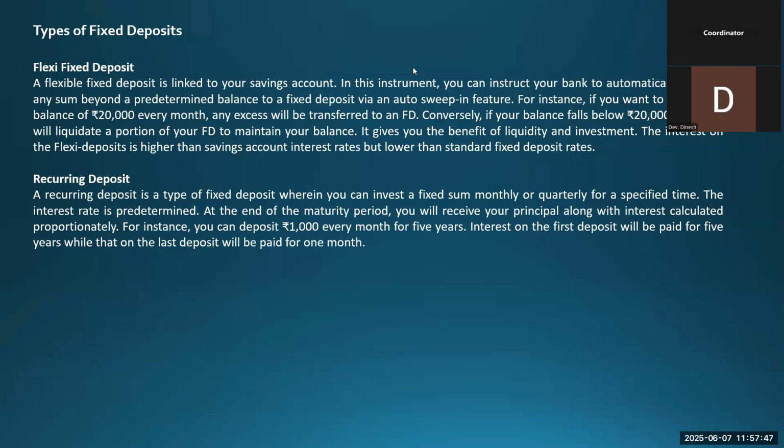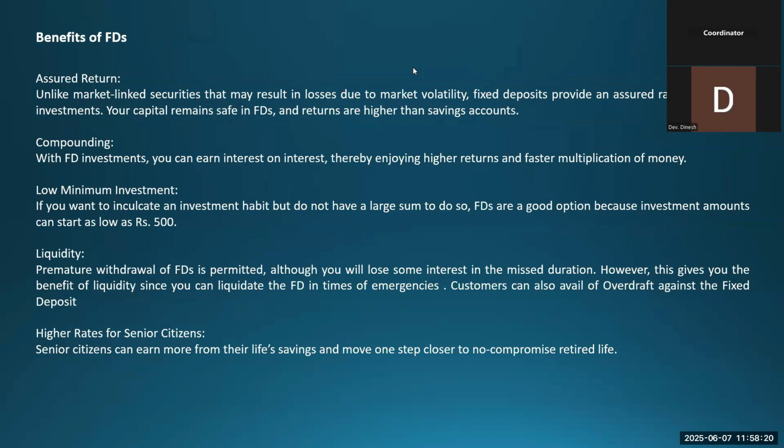So for a fixed deposit of 1 lakh, you have to invest the entire 1 lakh at a single point in time. Whereas in a recurring deposit, you can keep depositing 8,500 rupees every month. In 12 months, it will add up to more than 1 lakh. So recurring deposits and SIPs in mutual funds are similar. You have to invest every month.